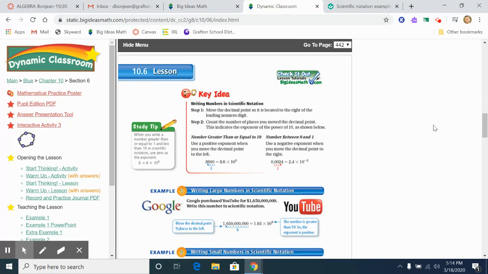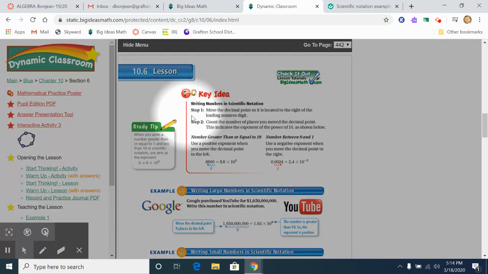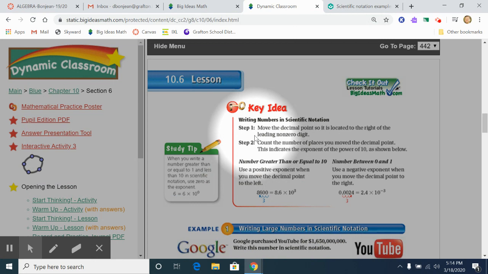Then we're going to start reading this together. We have a couple steps here today of how we're going to do this. Let's read this together. I'm going to make it a little bigger so you can see it. So how do we do this? Writing numbers in scientific notation, our key idea. Step 1 says move the decimal point so it is located to the right of the leading non-zero digit. I'm going to explain what that means more in a minute. And step 2 is to count the number of places you moved the decimal point. This indicates the exponent of the power of 10 as shown below.